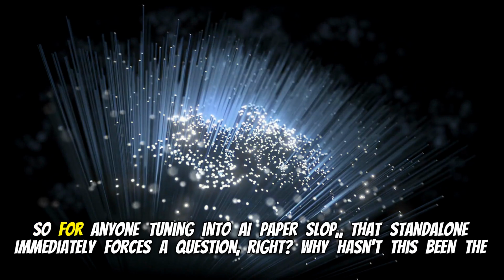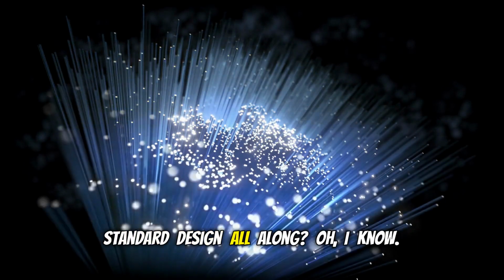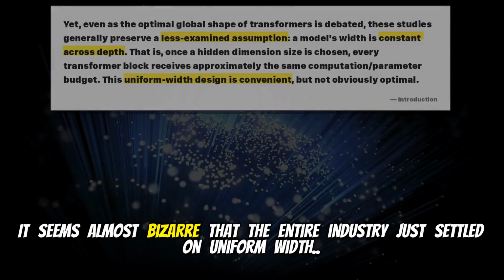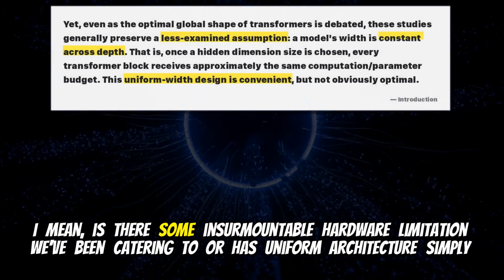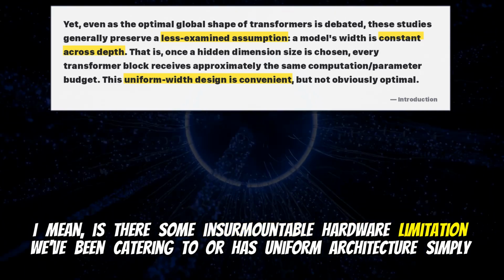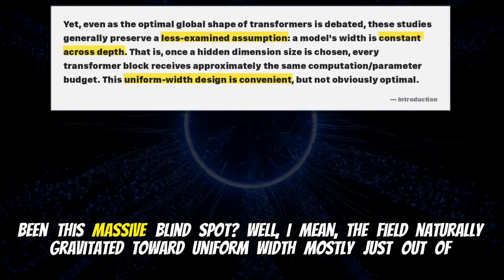Yeah. So for anyone tuning into AI Paper Slop, that stat alone immediately forces a question, right? Why hasn't this been the standard design all along? Oh, I know. It seems almost bizarre that the entire industry just settled on uniform width. I mean, is there some insurmountable hardware limitation we've been catering to? Or has uniform architecture simply been this massive blind spot?